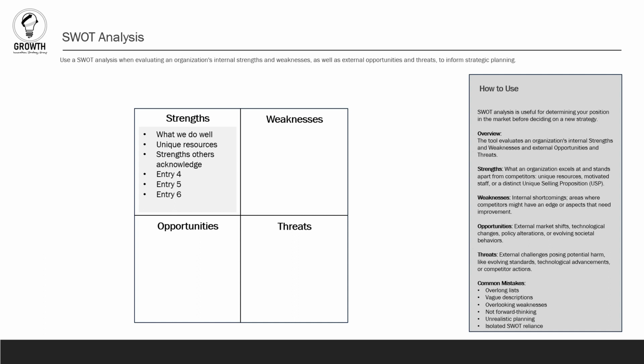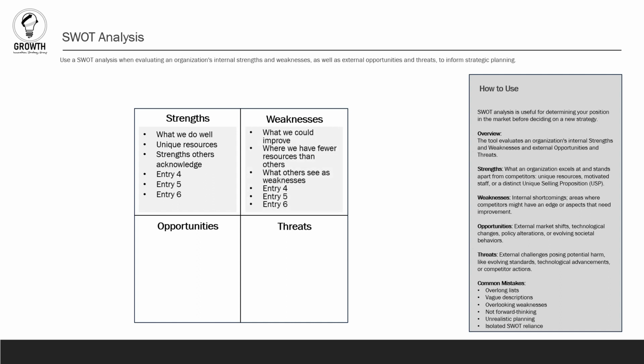You'll use that to identify strengths. Reflect on your value chain analysis to pinpoint internal strengths. These could include efficient processes, strong customer relationships, unique capabilities, skilled workforces, or technological advantages. Strengths are internal factors that give your organization an edge over competitors.